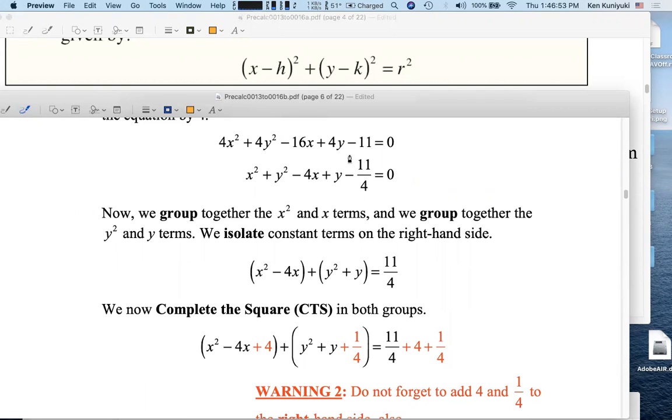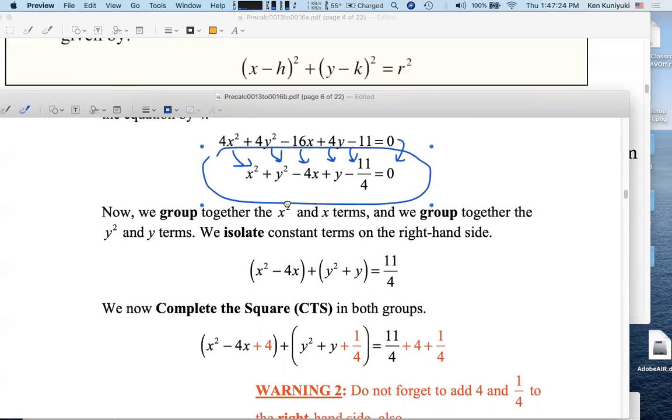We divide each term on the left by 4. 4x squared goes to x squared. 4y squared goes to y squared. Negative 16x goes to negative 4x. 4y goes to y. Negative 11 goes to negative 11 fourths. Sorry, there's a fraction there. And again, 0 divided by 4 is 0. But don't forget to put the equals 0. We have an equation here, okay? So that whole left side equals 0. Okay. Now, our leading terms on the left side are now x squared and y squared.